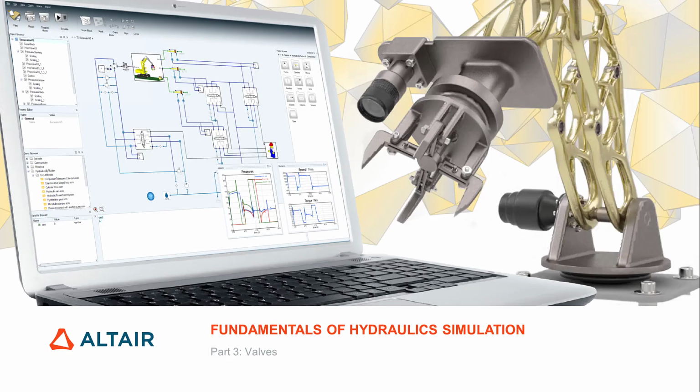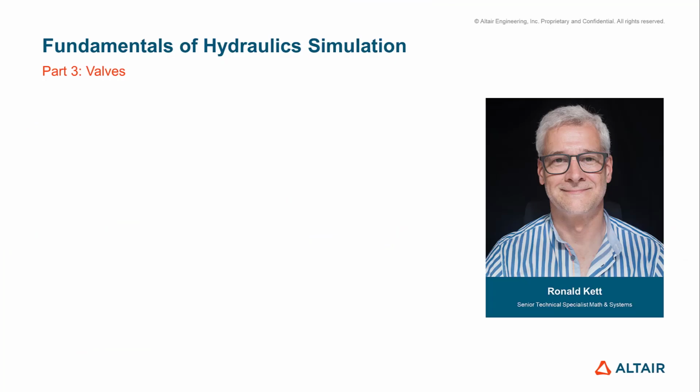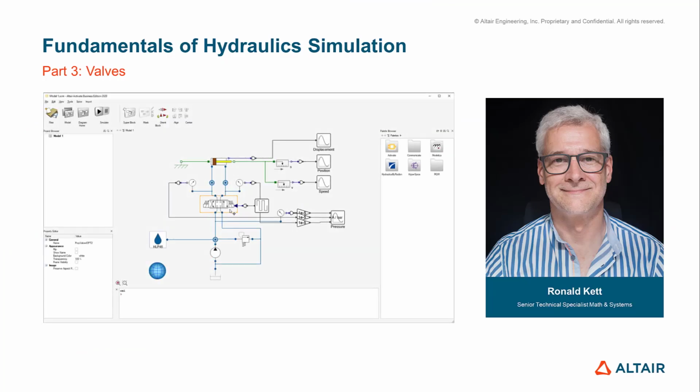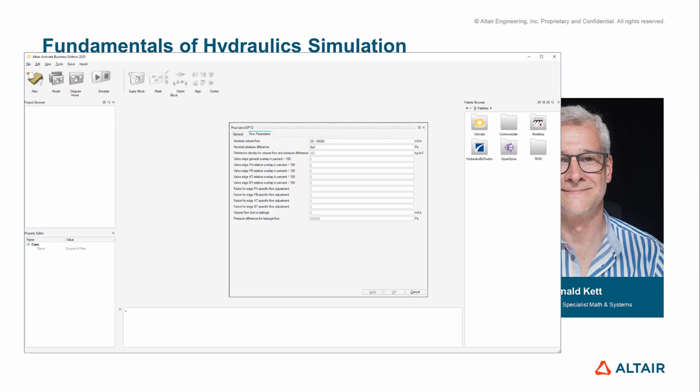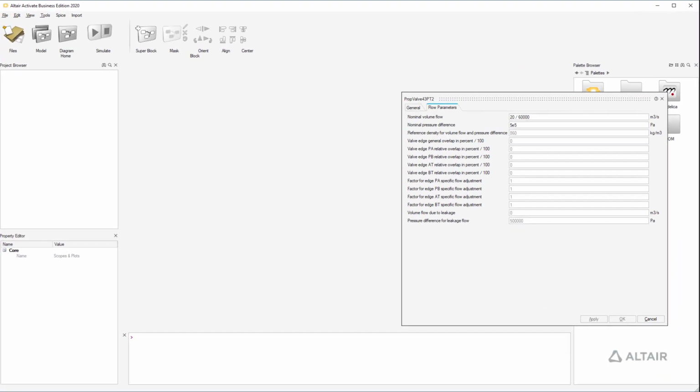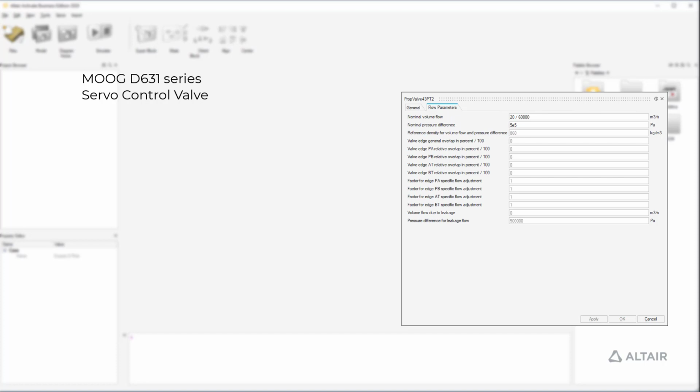In this video we will see how to get the right parameters from a datasheet. My name is Ronald and I'd like to show you the parameterization of this valve we've used in a former video. Many parameters to fill in. Let's assume that we need a precise position control and select therefore a servo valve. As an example, I've chosen a Moog D631 series servo control valve.